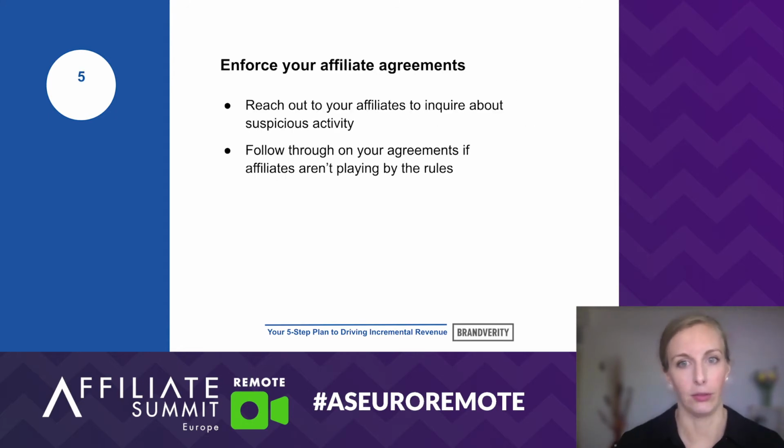And then lastly, enforcement. If you see somebody that's violating the rules, you need to reach out. And if it's suspicious and you aren't sure, just reach out and ask and you'll understand more. It's really important that you follow through if affiliates aren't playing by the rules to ensure that the behavior gets corrected, and also so that other affiliates don't see those violations and think that's something that's okay for them to engage in.